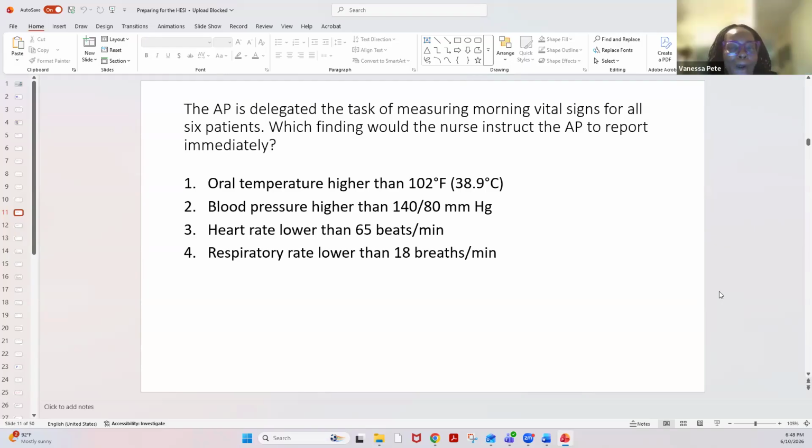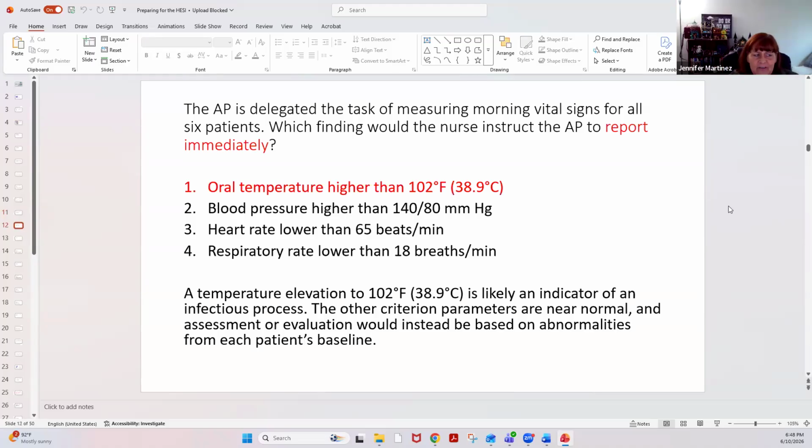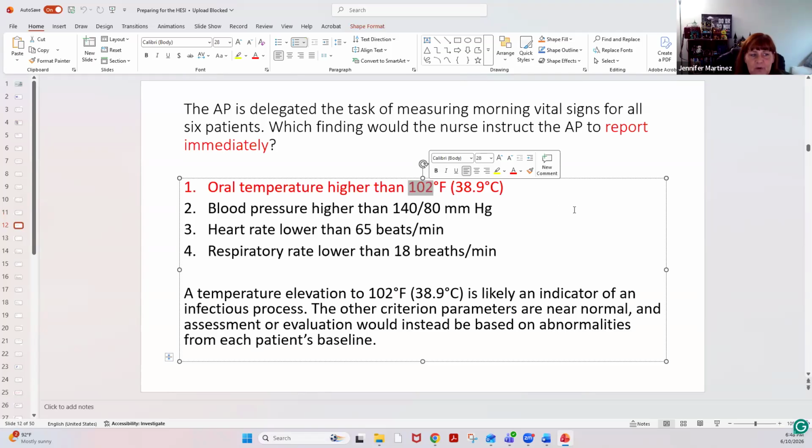One. One. All right. Absolutely, right? That temperature over 102 is an indicator of an infectious process. All the rest of these really are kind of right there at the normal, right? So this is going to be our highest priority.